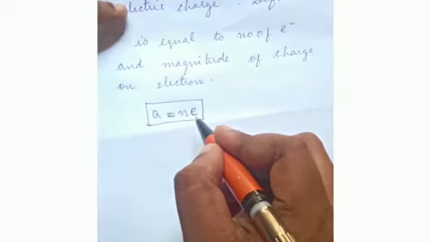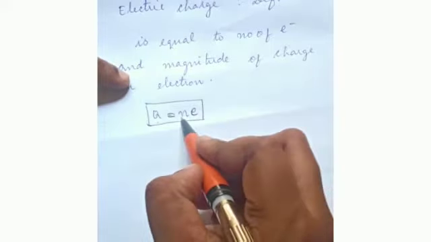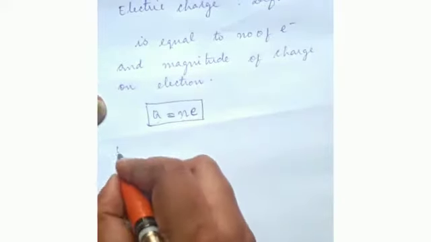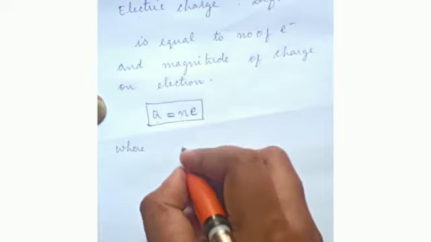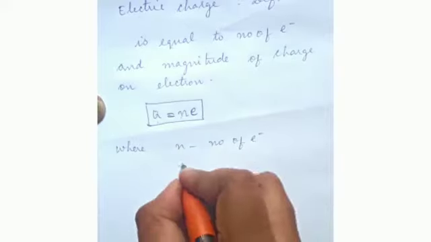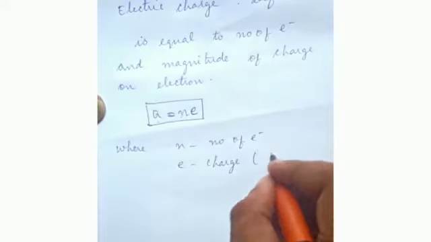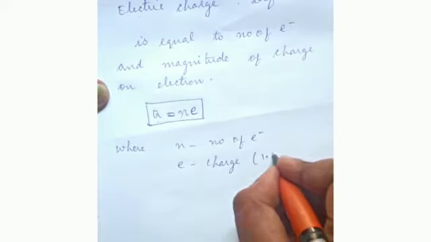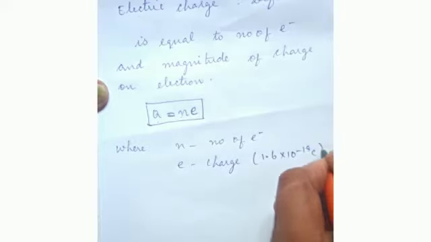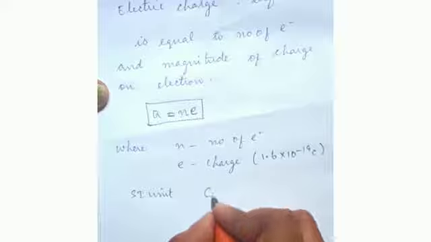So see, electric charge Q is equal to the number of electrons N times the magnitude of charge on the electron e, where N is the number of electrons and e is the charge on an electron, given by the numerical value 1.6 × 10^-19 coulomb. So the SI unit of electric charge is coulomb.